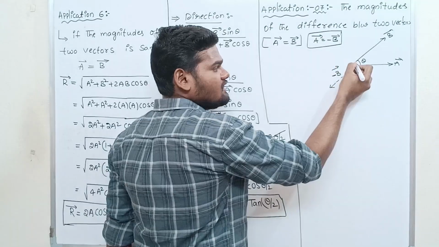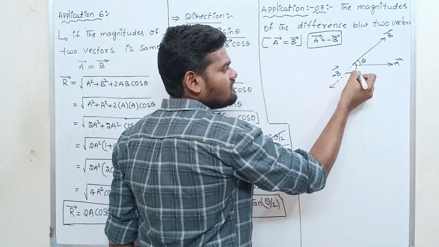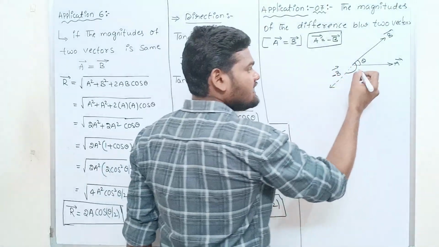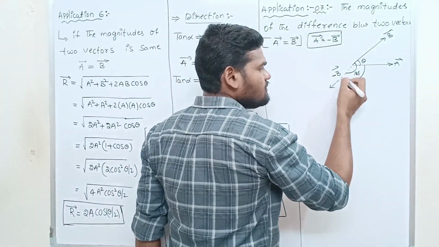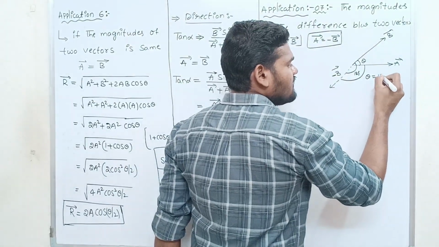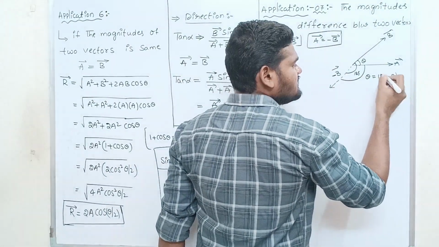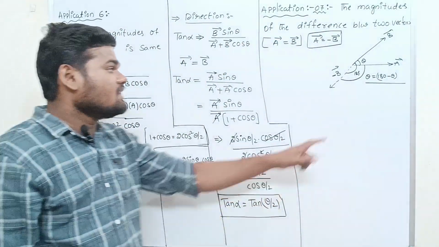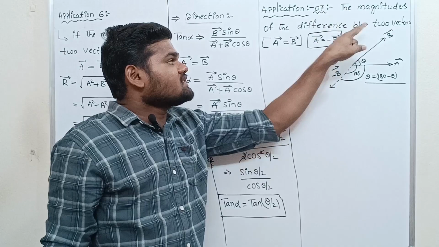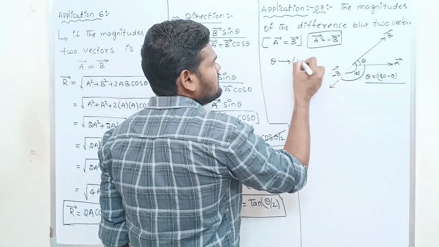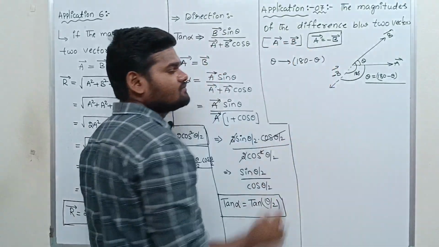Here is an angle theta. This total angle is how much? 180 degrees. So this is theta. This total angle is 180 degrees. Then what is the remaining angle between the A bar vector and the B bar vector? It is 180 minus theta. So at 180 minus theta, you will get the magnitude of the difference between two vectors. Just theta becomes 180 minus theta.